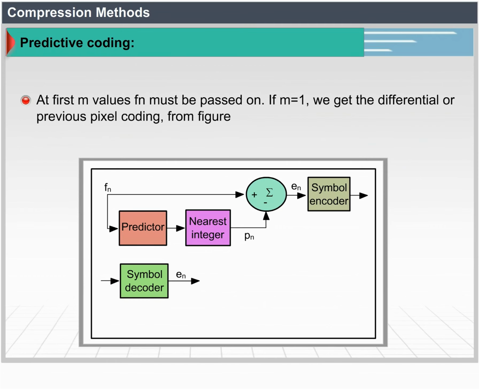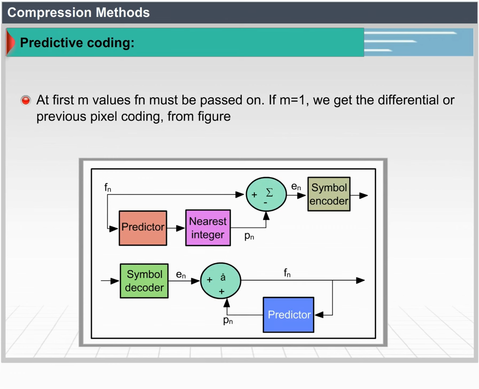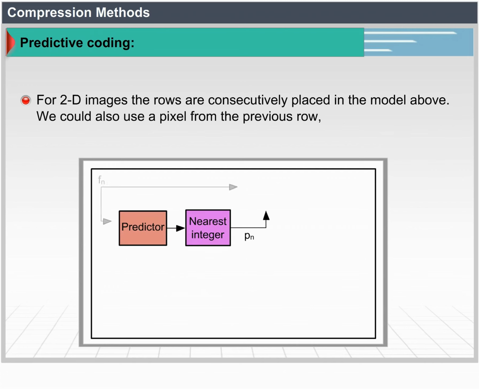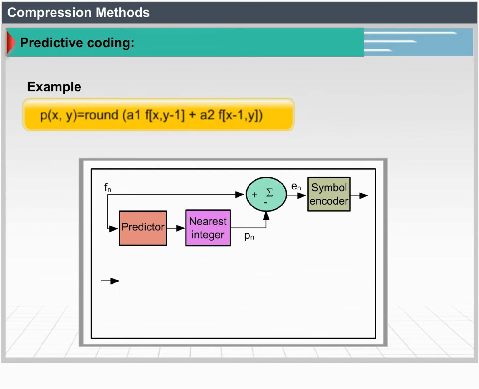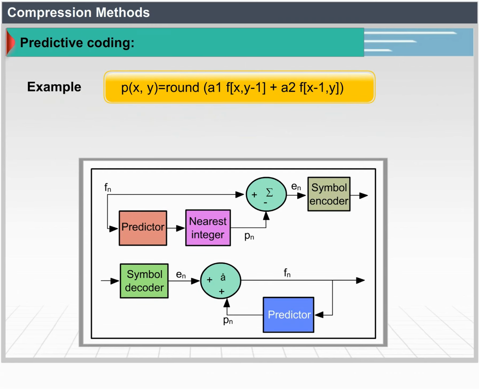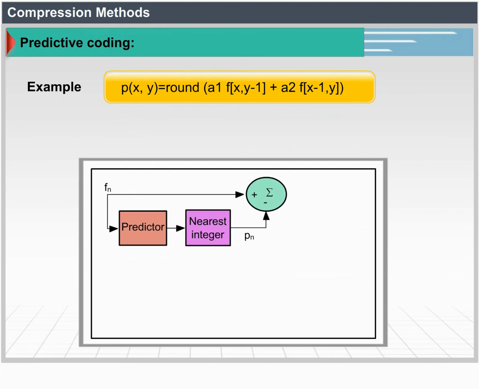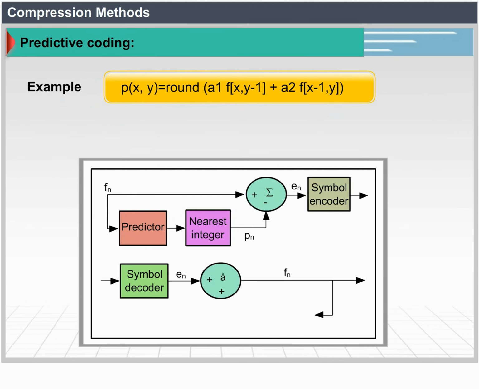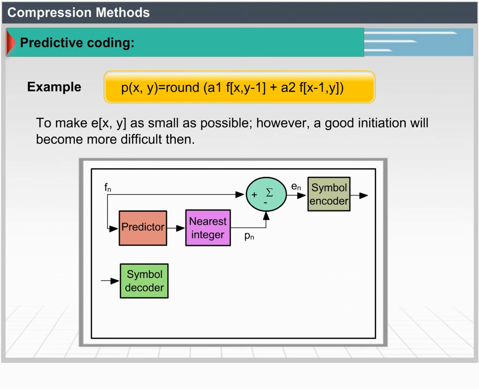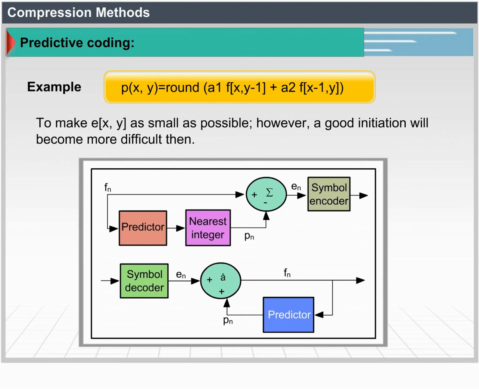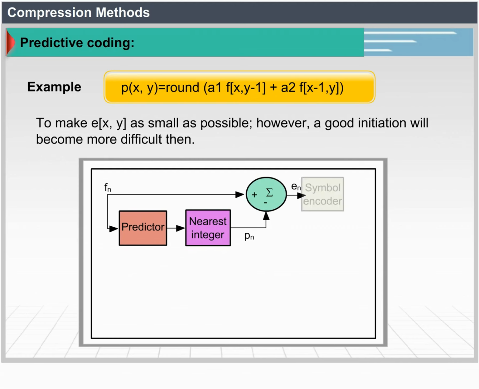For the first m values, f(n) must be passed on. If m equals 1, we get the differential or previous pixel coding from the figure. For 2D images, the rows are consecutively placed in the model above. We could also use a pixel from the previous row. For example, p(x,y) equals round(a1 f(x,y-1) + a2 f(x-1,y)), to make e(x,y) as small as possible. However, a good initiation will become more difficult then.